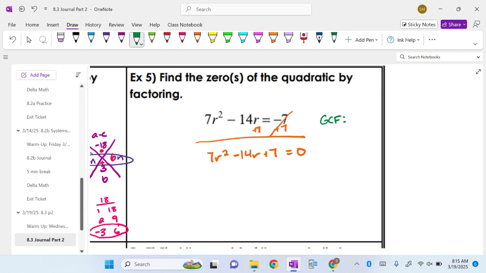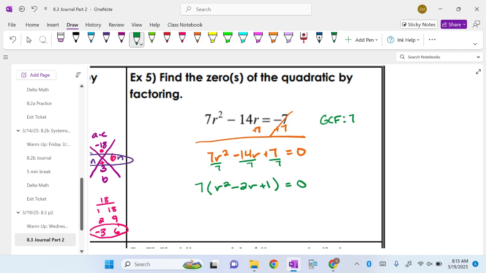So what is my GCF that you can see? Riley M., what do you think that GCF is of my trinomial? What number or value could go into all three of those terms evenly? 7. So my GCF is possibly 7, which it is. So I'm going to divide all my terms by 7. I have 7 on the outside, so this would be r squared minus 2r plus 1 is equal to 0.